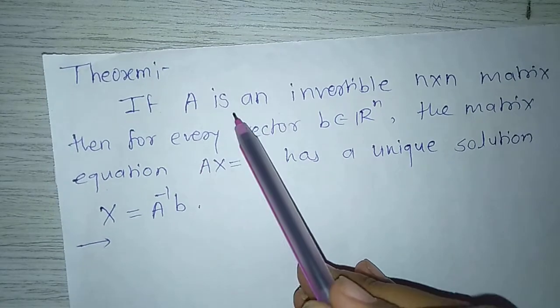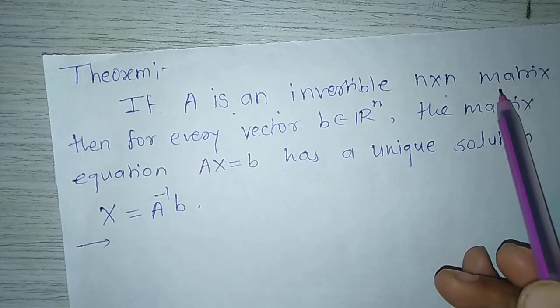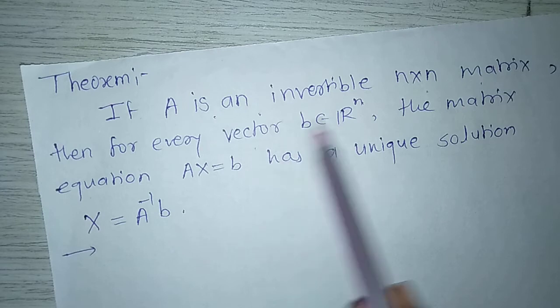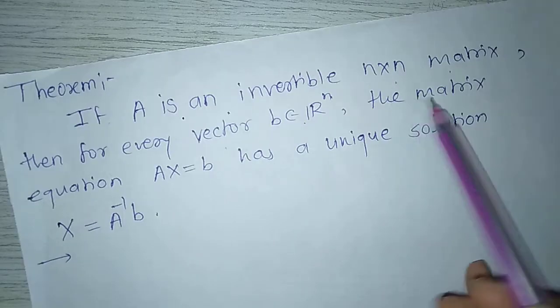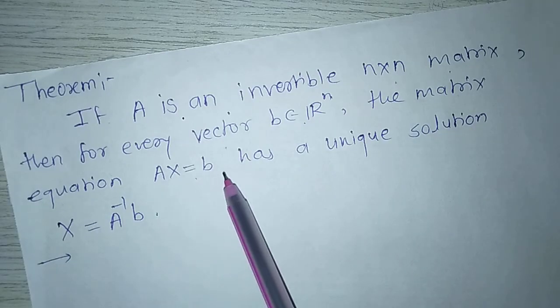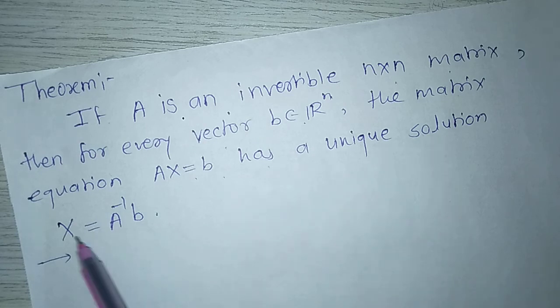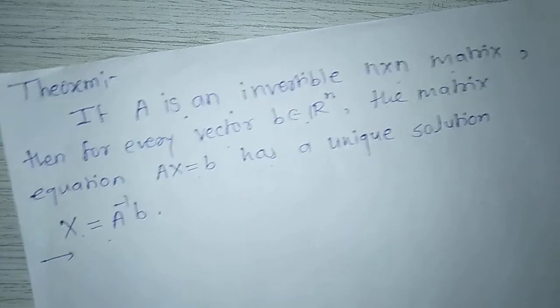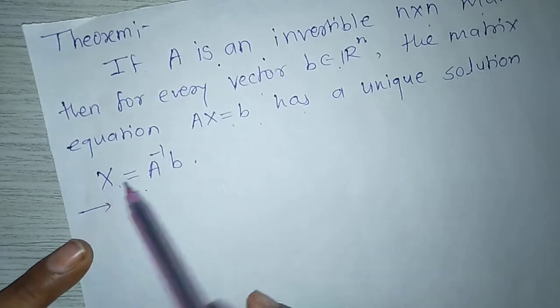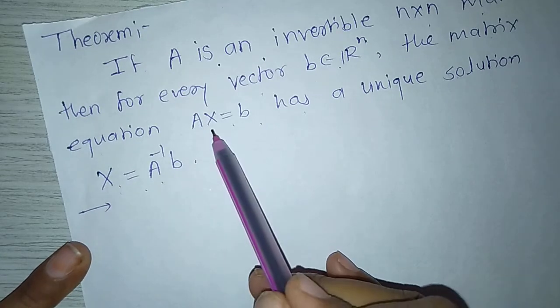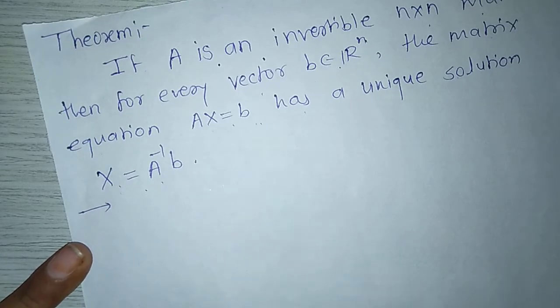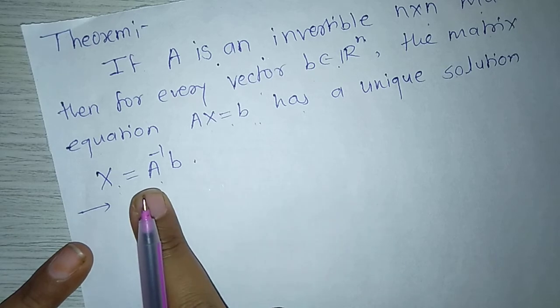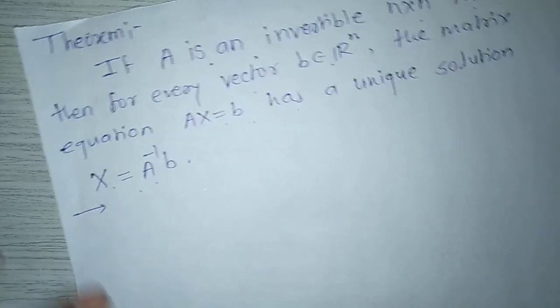Next theorem: if A is an invertible n by n matrix, then for every vector b belonging to R n, the matrix equation A into x equal to b has a unique solution x equal to A inverse b. Here first we show that x equal to A inverse b is a solution of this equation, and then we show that this solution is the unique solution.